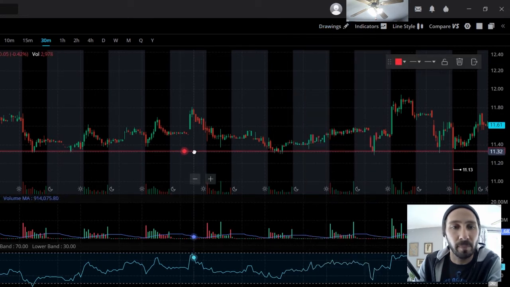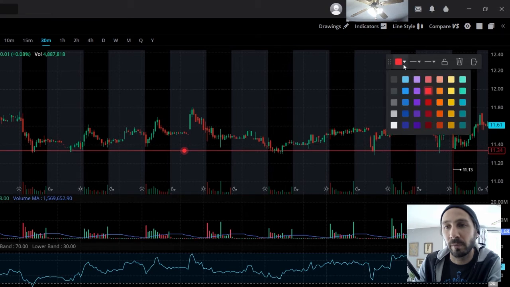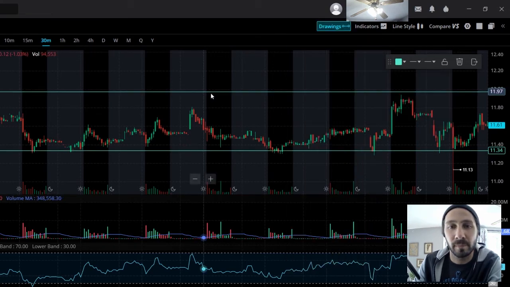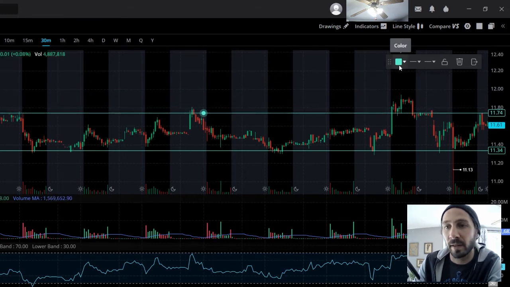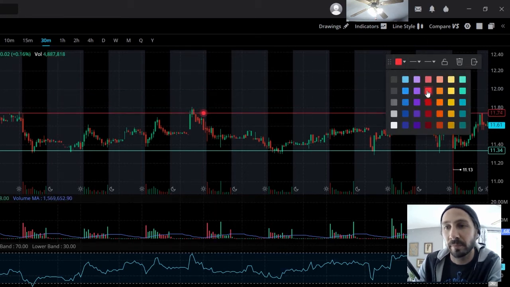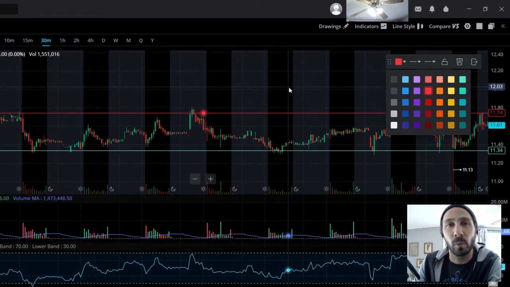Bring your support line up, get as many touches as possible. I like to keep that green for buy. Bring a resistance line down, getting as many touches as possible. And I like to change this to red for sell. So this works well for swing trading. Buy support, sell resistance, use candlestick patterns to time an entry and time an exit.